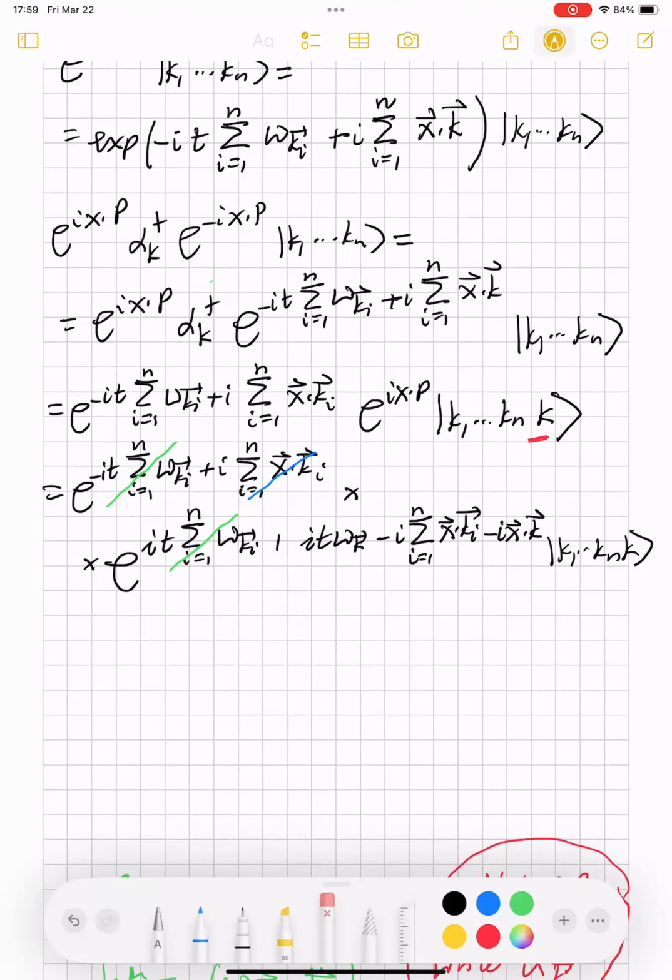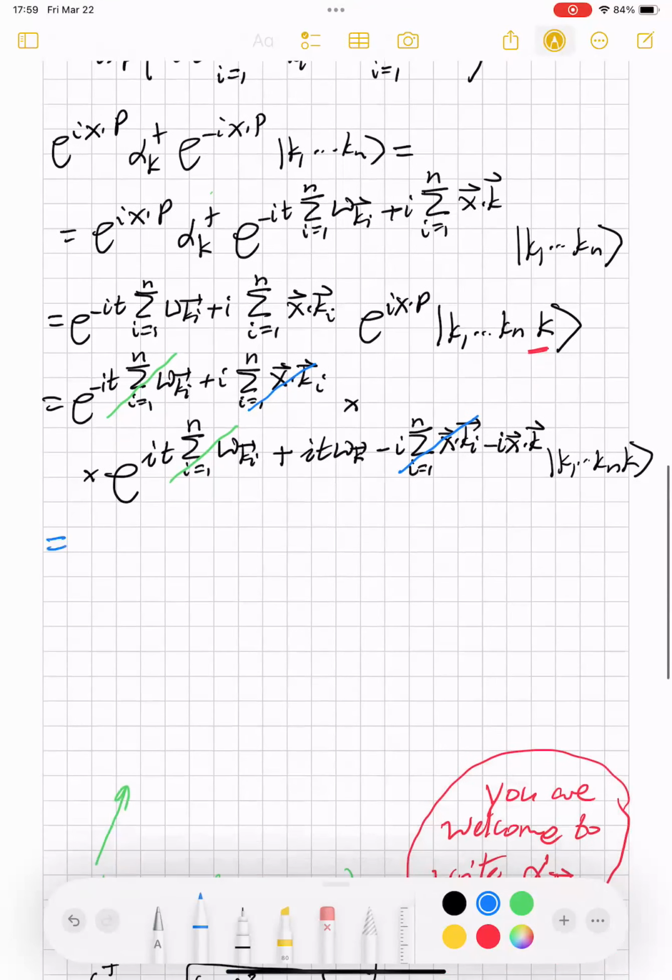Oh, I got the sign wrong. Okay. Will cancel against this. Sorry, that's a plus. Oh, I got the sign fine. We'll cancel against this term at the minus i. Okay. So what do we land up with? Well, this is, let's change it back to black. This is e to the it omega k minus i k dot x, k1 up to kn and k.